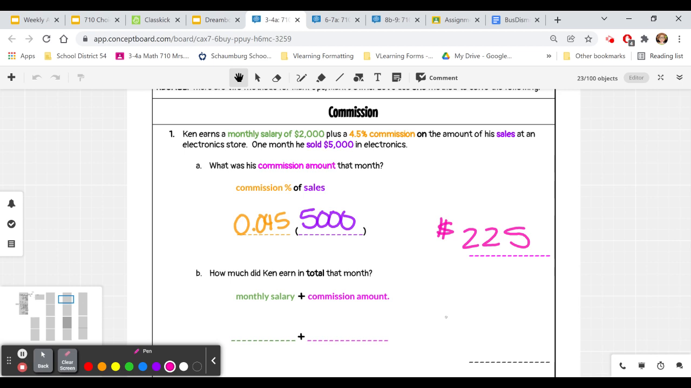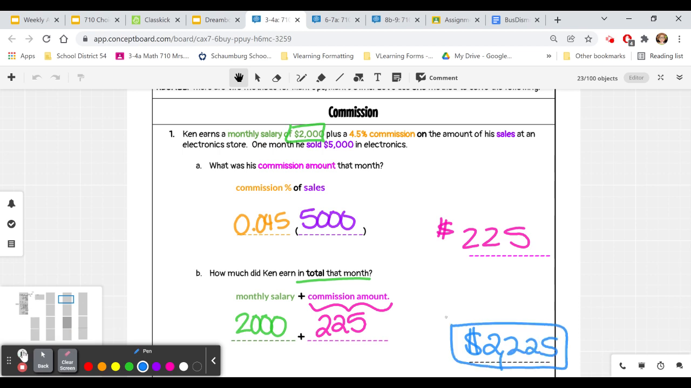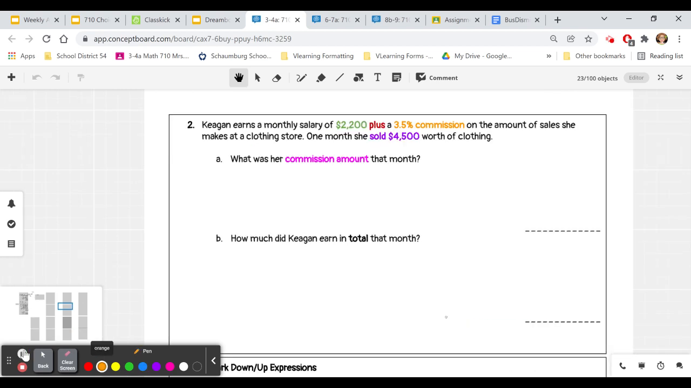So in the final question where it says how much money did Ken earn in total that month, we have to consider that every month, no matter how many dollars in sales he has, he earns $2,000 plus a percentage on his sales, which we just found out is $225. So this month, Ken earned $2,225. And that's how commission works. Let's move on to another example.